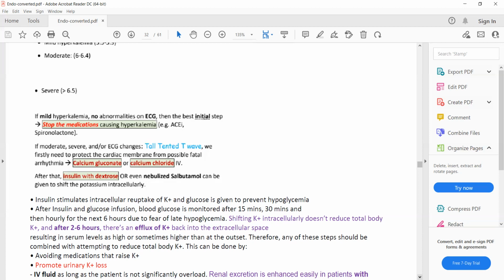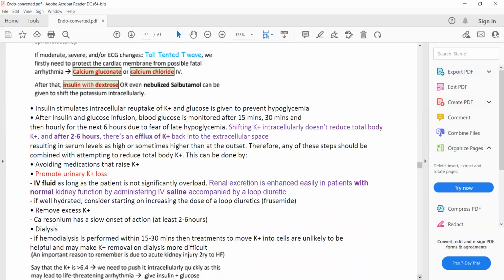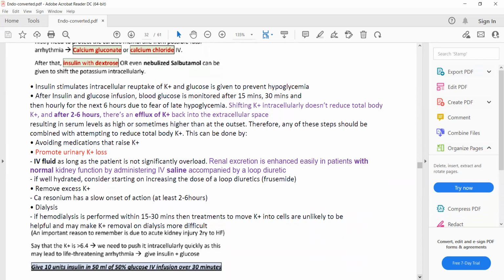So in the first step, we protected the membrane. In the second step, we pushed the potassium intracellularly to buy some time with insulin and glucose and also with salbutamol. In the third step, we will try to remove the excess potassium from the body, and that can be done by giving IV fluids if the patient is not in fluid overload. Remember that you cannot give IV fluids such as normal saline to patients who are in fluid overload.